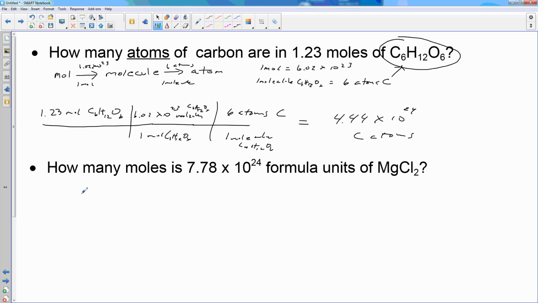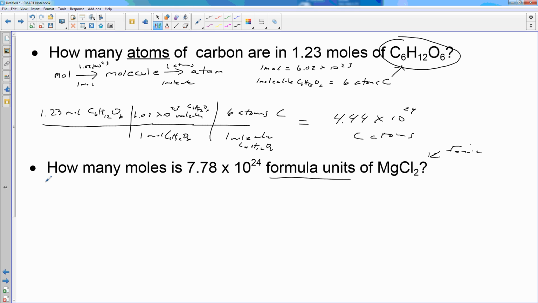And then on this last part for our notes, it says how many moles is 7.78 times 10 to the 24th formula units of magnesium chloride. We should recognize magnesium chloride as an ionic compound. And so if it's ionic, what we then know is that the representative particle is the formula unit. And that's why they're asking formula units versus molecules. We can't say how many molecules you have, because they don't have any molecules for MgCl2 or magnesium chloride. We have formula units because it's an ionic compound.